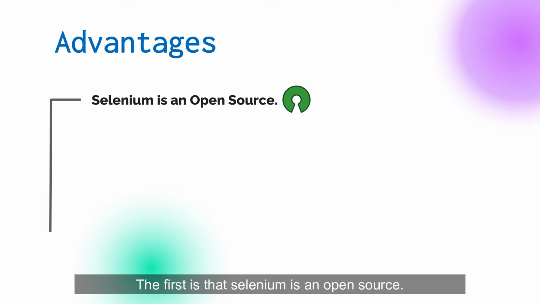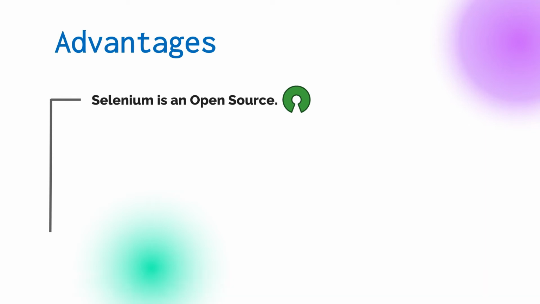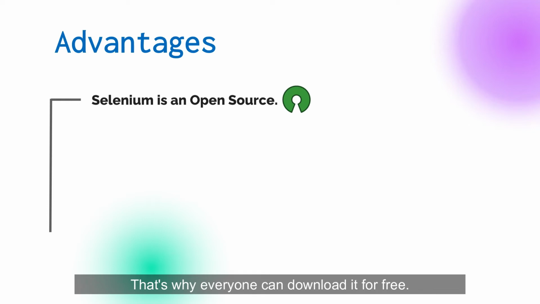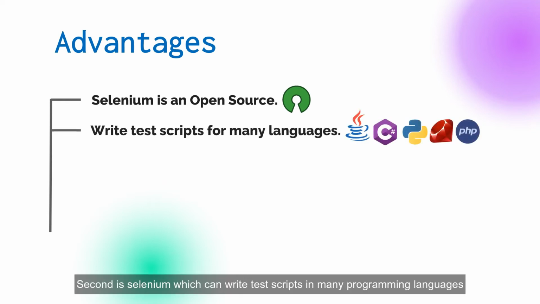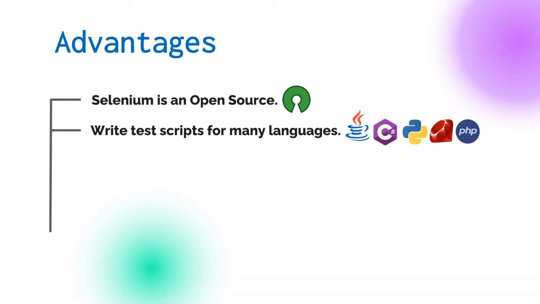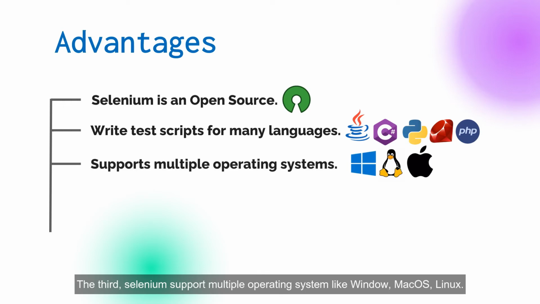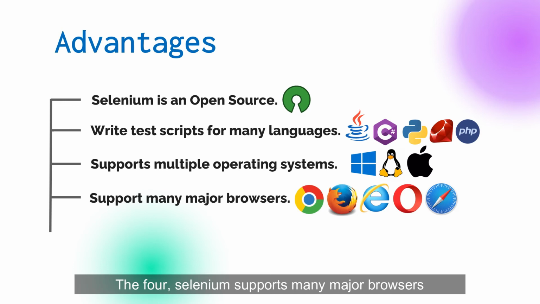The first is that Selenium is open source. That's why everyone can download it for free. Second, Selenium can write test scripts in many programming languages like Java, C#, Python, Ruby, PHP. Third, Selenium supports multiple operating systems like Windows, Mac OS, Linux. Fourth, Selenium supports many major browsers like Chrome, Firefox, Internet Explorer, Opera, Safari.